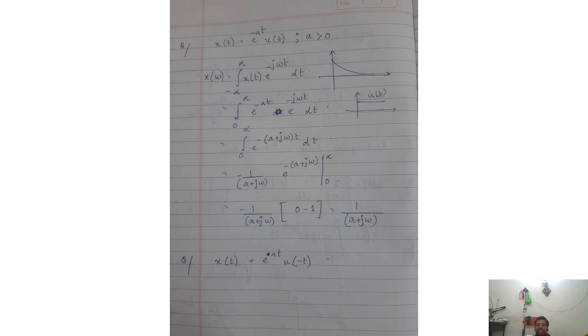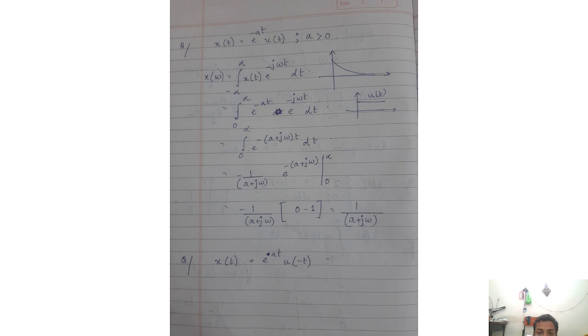So writing the traditional formula, X of omega equals the integral from minus infinity to infinity of x of t e to the power of minus j omega t dt. And what I said, this function, e to the power minus at into u of t, will lie from 0 to infinity because we have a unit step, and the unit step lies from 0 to infinity. And it's clear, multiplication of one function with another will give a resultant function of that type. That is, the function will lie from 0 to infinity and it will be an exponential function.